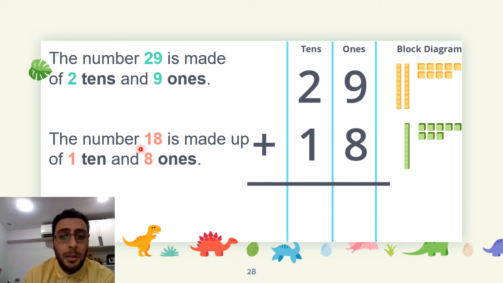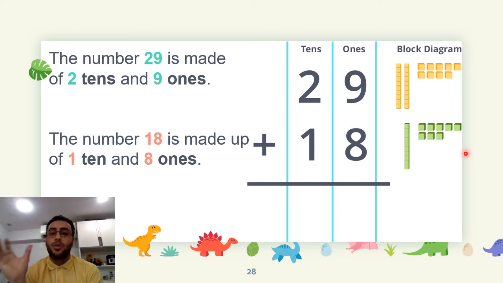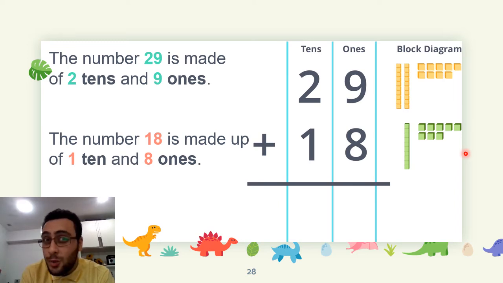And the number 18 is made of 1 ten and 8 ones, like this one. You see, 1 ten, 8 ones. So you already know how these numbers are made. Now, what do we do first? Do you remember? Do we add the tens first or the ones first? Good job. We add the ones first.